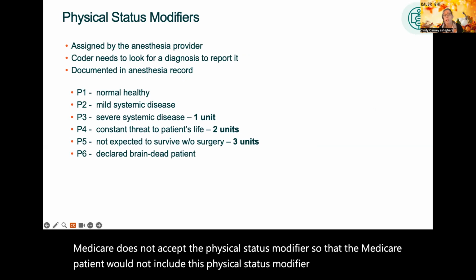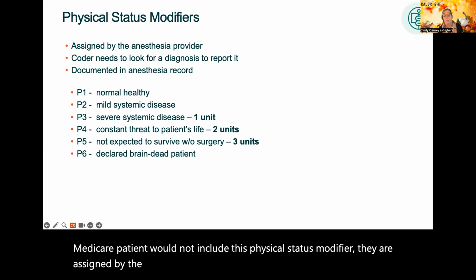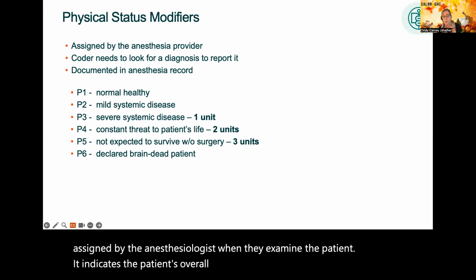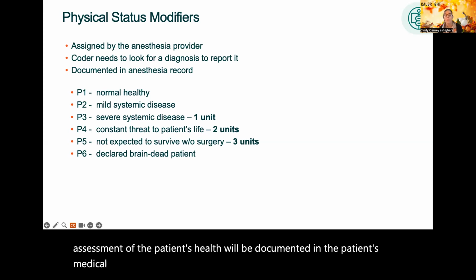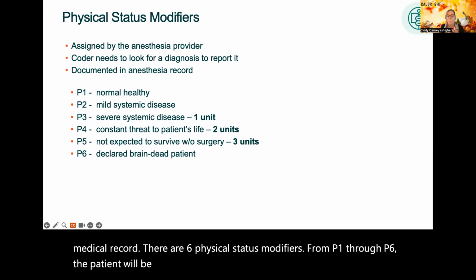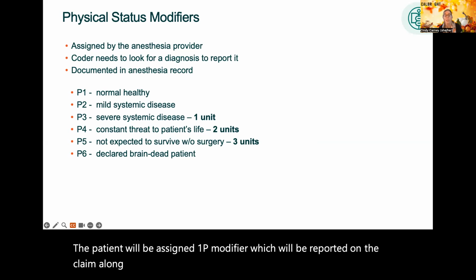They are assigned by the anesthesiologist when they examine the patient. It indicates the patient's overall health prior to surgery. The modifier or assessment of the patient's health will be documented in the patient's medical record. There are 6 physical status modifiers from P1 through P6. The patient will be assigned 1 P modifier, which will be reported on the claim along with the anesthesia code.